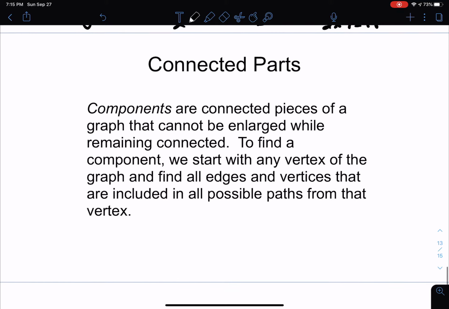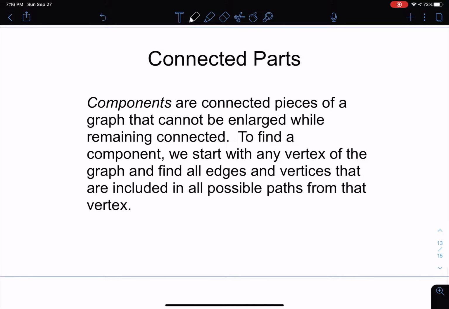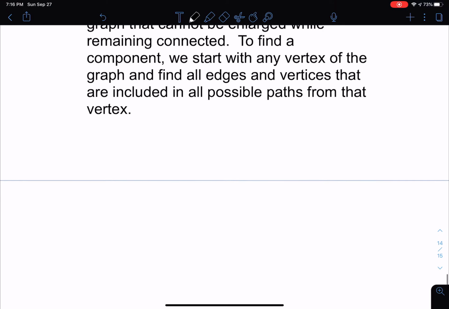What is a component? Components are connected pieces of a graph that cannot be enlarged while remaining connected. To find a component, we start with any vertex of the graph and find all edges and vertices that are included in all possible paths from that vertex. So you can have this really complicated looking graph, and it may be disconnected. The components are the pieces that are connected, but you can have multiple components that are disconnected.